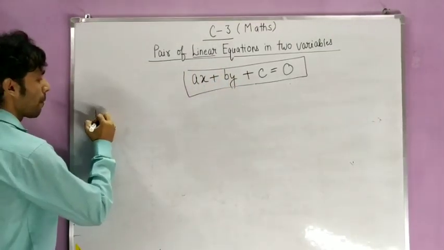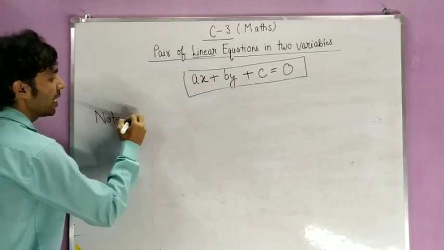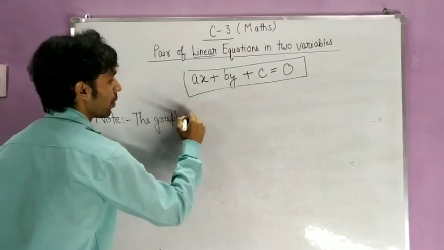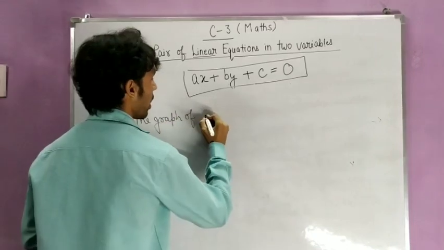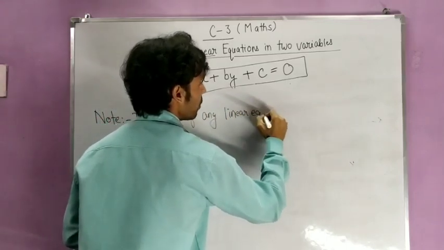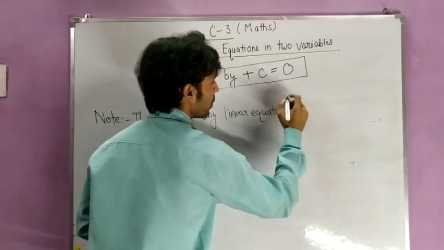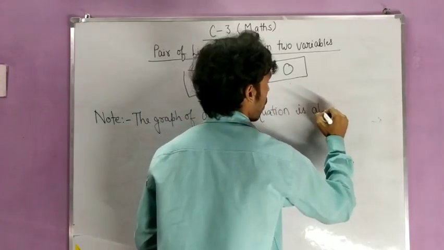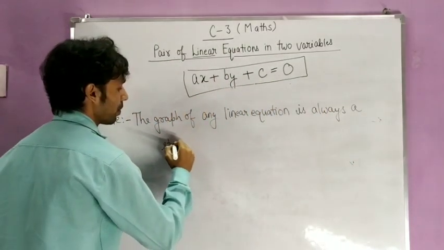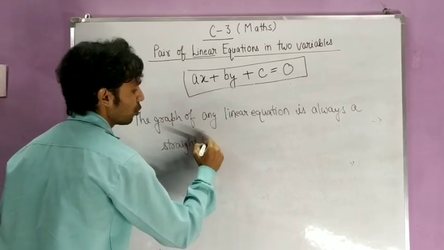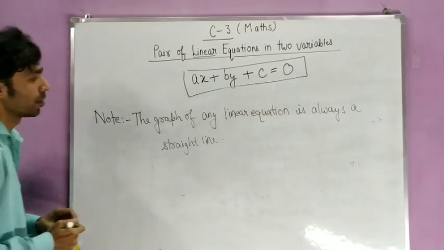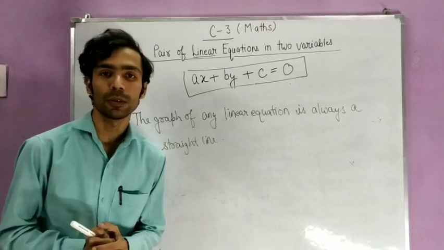that the graph of any linear equation is always a straight line. Okay, this you remember. And this you note down.